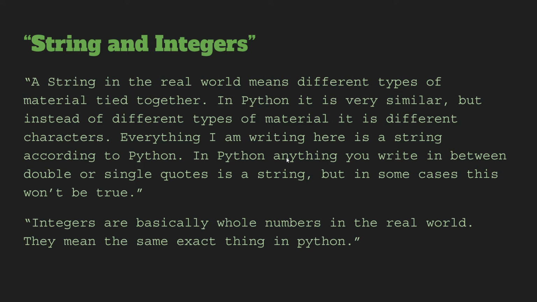Integers are basically whole numbers in the real world. They mean the same exact thing in Python. So let's see how we can print strings and integers in Python versions 2 and 3.